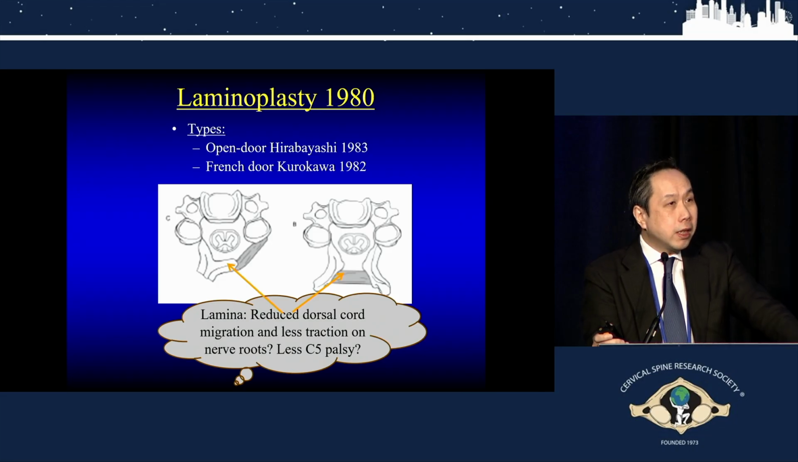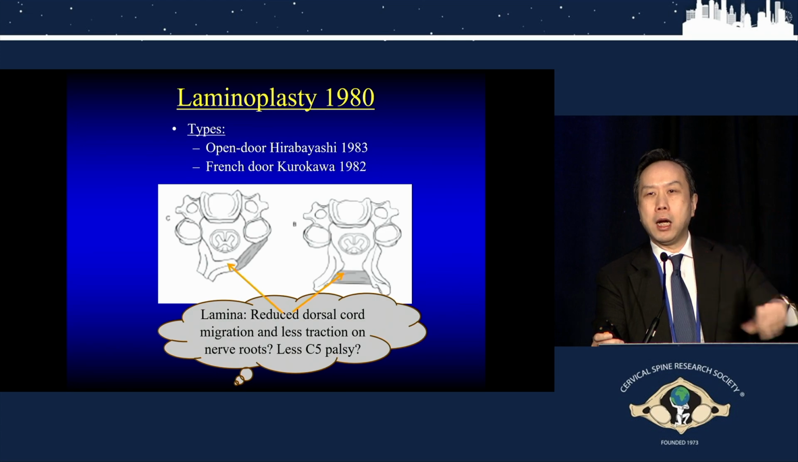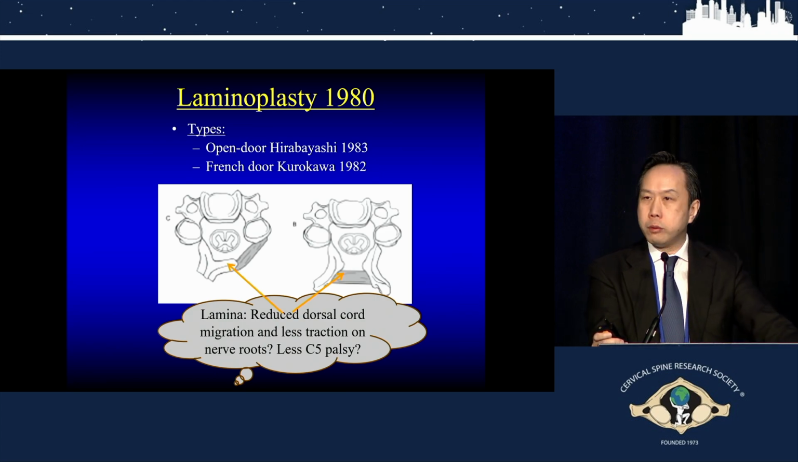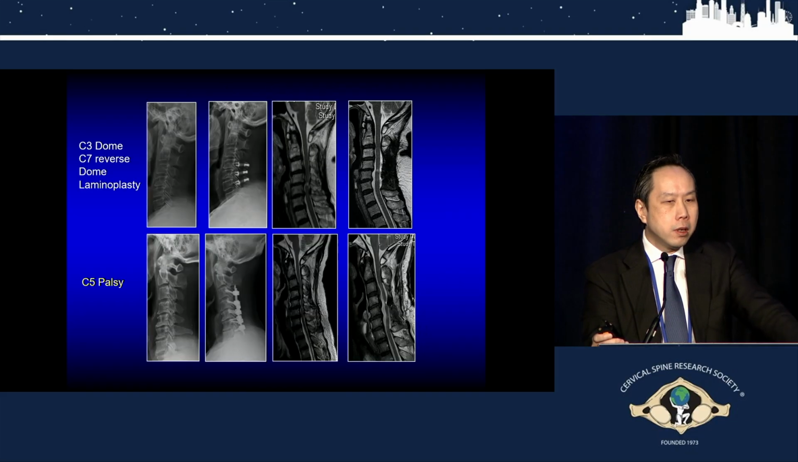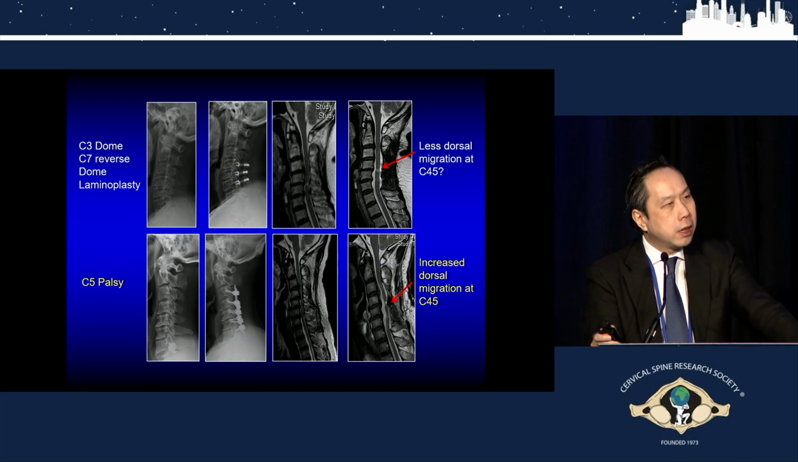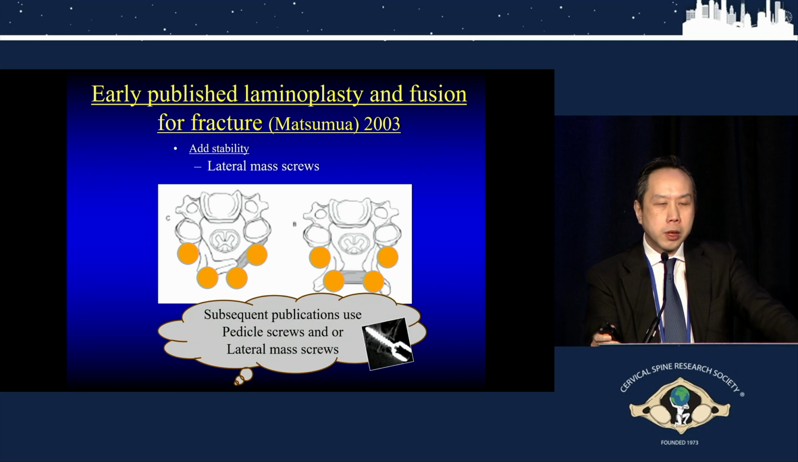And also, by having the lamina there, sometimes you may block the cervical cord from migrating posteriorly, excessively, to a certain extent. As a result of that, for those who believe in tethered cord nerve root problem, that may reduce C5 palsy. So this is an example of a C3 dome, C7 reverse dome open door laminoplasty. And if you look at the post-operative MRI, this is the amount of dorsal cord migration that you will see. In a C5 palsy patient after laminectomy and fusion, you see a little bit larger amount of dorsal cord migration being noted here.